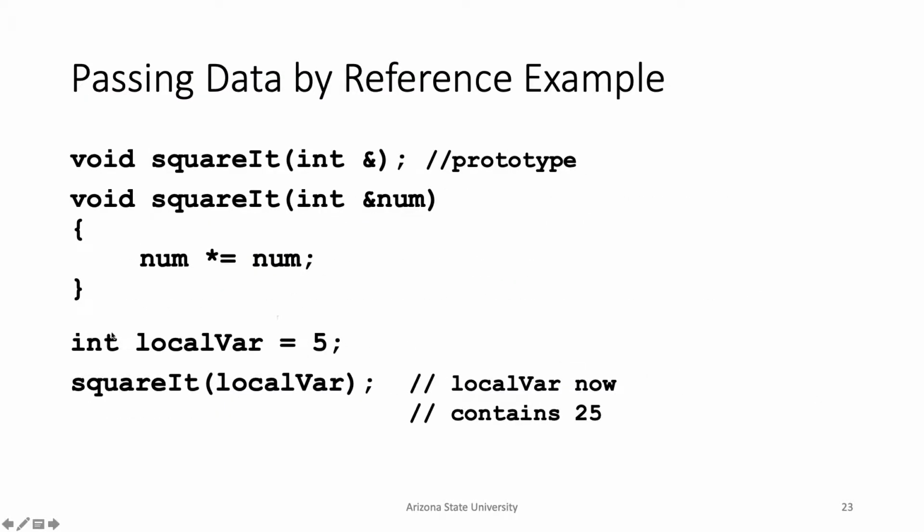Okay, so looking at another example. Let's just say these two lines at the bottom are in the main function, or it doesn't really matter where. We have a local variable that's set to 5. We call the square it function with the local variable. We see the square it function: is this a reference? Yeah, how can you tell? It has an ampersand on it. So we see num times equals num. What do you think that does?